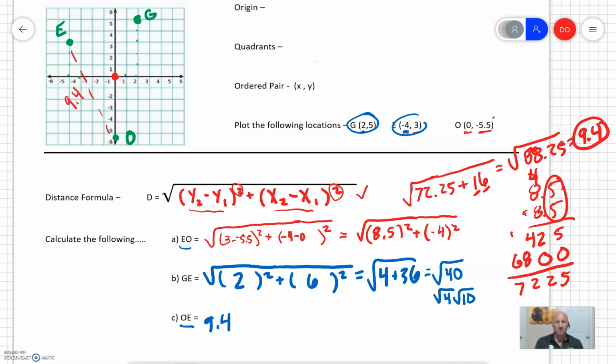Now we know what the square root of 4 is. The square root of 4 is 2. So instead of writing the square root of 4, I can replace it with 2. And I still don't know what the square root of 10 is, so I'm going to leave that as a radical of 10. This is what's called simplest radical form. And the radical just means the square root sign. Now you also could find the decimal equivalent of this if you wanted to. So I can type in the square root of 40, and the approximate distance is 6.3, rounded to the nearest tenth. So the distance from E to G would be 6.3 approximately.